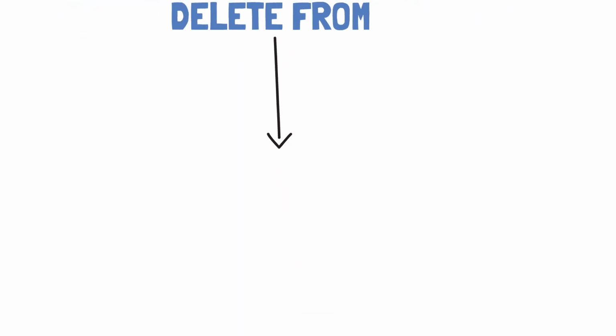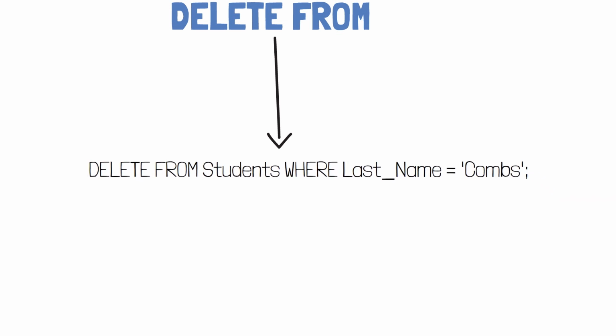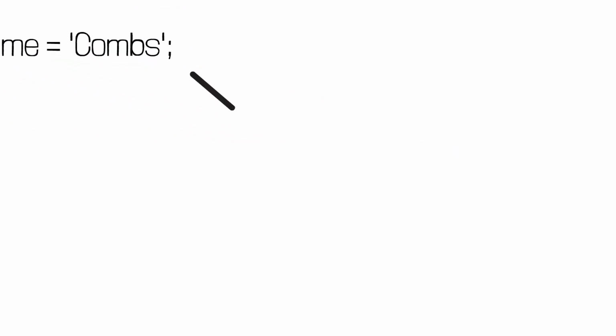Maybe a little bit redundant here, but worth mentioning is delete. Delete from in SQL has the same function, and an example to follow is delete from students where last name is equal to Combs. In this query, I'm deleting all rows where the last name field contains the word Combs.